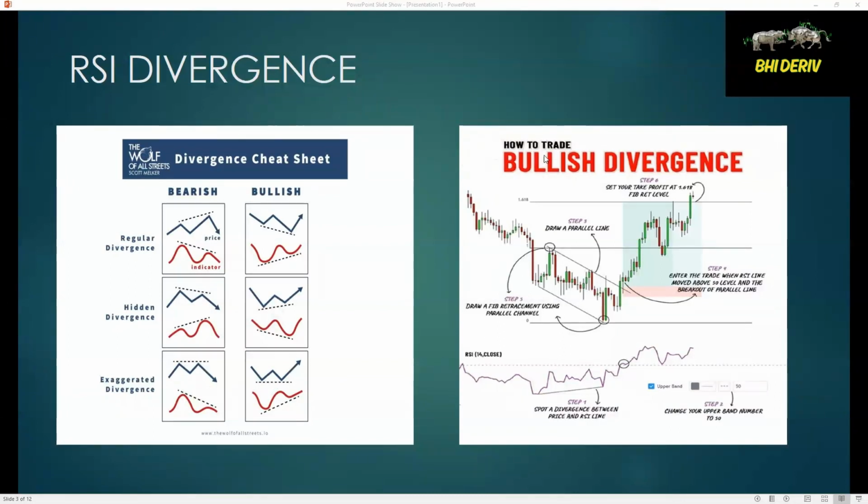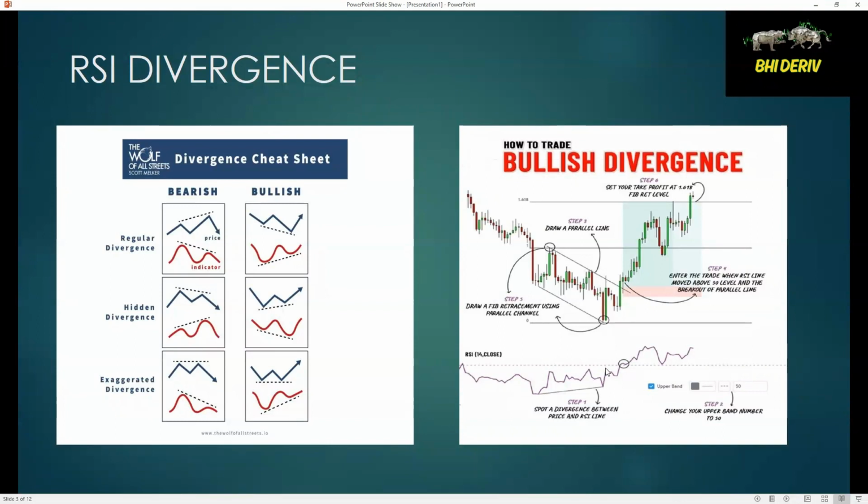So how do you trade a bullish divergence? Here's an example. If you look at this chart, you can see step one. Step one says spot a divergence between price and the RSI line. Look at this swing low. You can see that price formed a lower low, right? But if we look at the RSI, at that same spot it formed a higher low here.